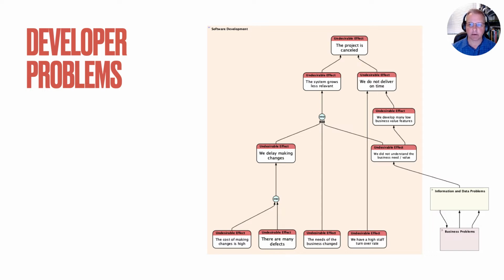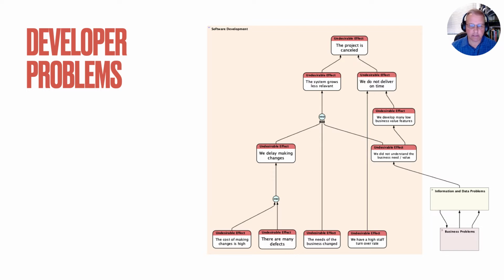So let's talk about why a system would grow less relevant. Well, a system would grow less relevant because we delay making changes, the needs of the business change, and we don't understand the business value. Those are three good reasons why the system would grow less relevant.